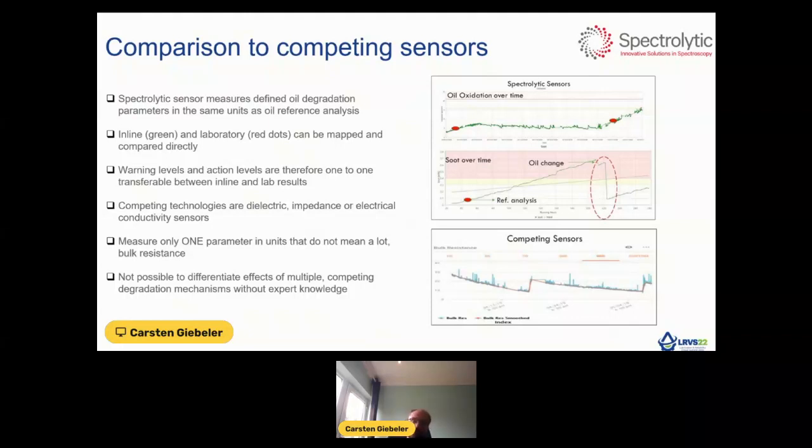So competing technologies are usually using slightly different approaches. They use a dielectric constant or impedance. So these are more summation parameters. So often the customer only gets one parameter at the end, a dielectric constant or a bulk resistance. And this is not something a field application engineer is typically comfortable with or knows how to interpret.